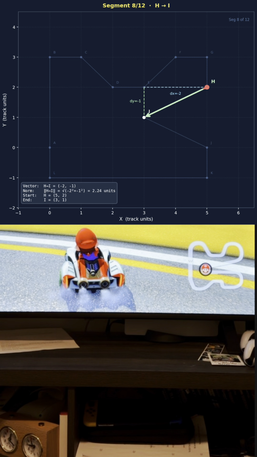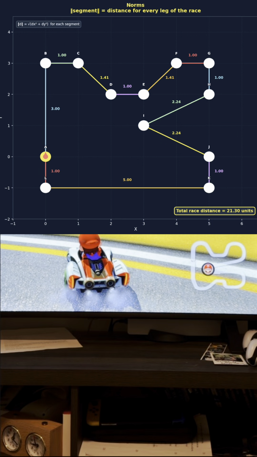Let's use d for distance, and we just have to find the square root of distance x squared plus distance y squared. That's just like the Pythagorean theorem. Let's do it. Negative 2 times negative 2 is 4, and 1 times 1 is 1. 4 plus 1 is 5. So we just find the square root of 5, which when we round gives us about 2.24 units. And that is our norm for that segment. And we can repeat this process for every single segment on this entire track. And then if you add them all up, you can figure out exactly how many units Mario will travel in this race.